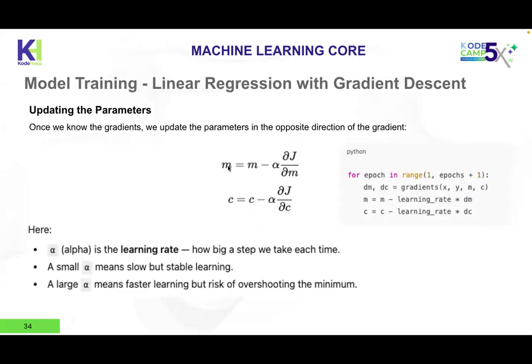So with this, you have created an update, okay? And then the same thing with C. You adjust C by negating the gradient and multiplying by the learning rate, okay? And you can even see the code for it is very, very simple. m equals m minus learning rate times dm. dm is the gradient of the cost function with respect to m, and dc is the gradient of the cost function with respect to c.